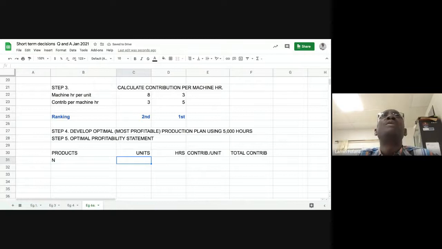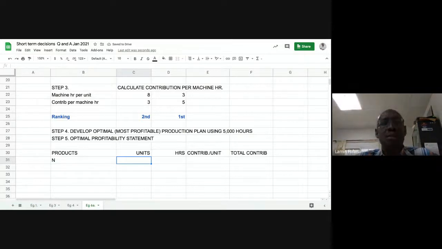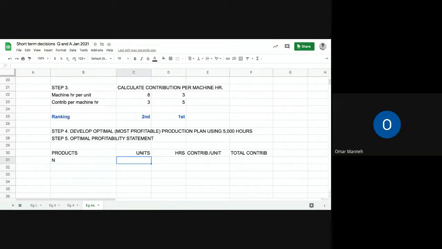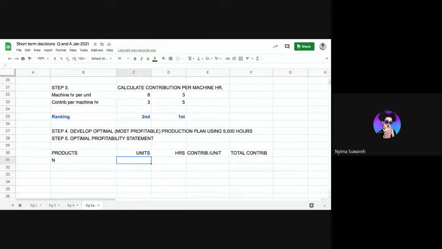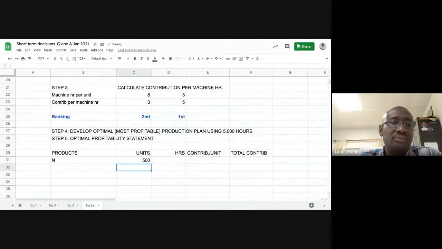Now, product N. How many units should we produce of product N? Everything. And what is everything? 500. 500 units. Excellent. So if we produce 500 units of product N, how many hours are we going to use?